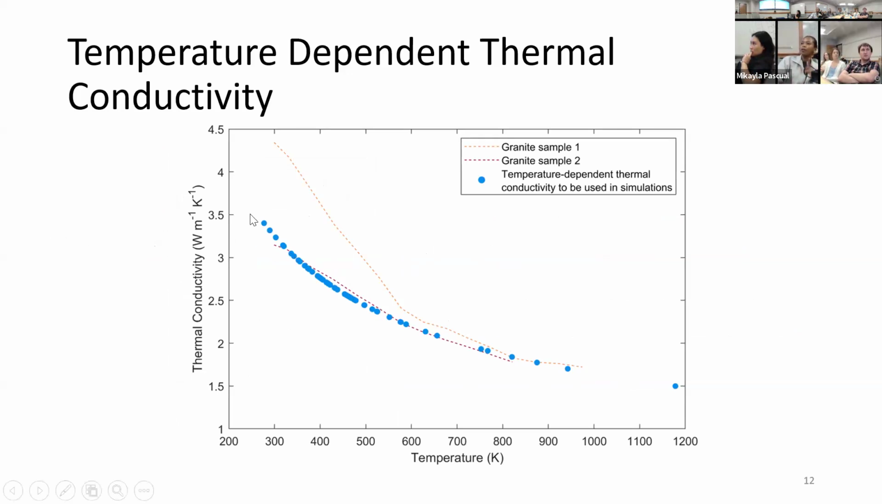So after getting a curve fitted to this data, we can then apply that to the thermal conductivity values that we have from the borehole and then incorporate that into our model. So when a cell reaches a certain temperature, we can use the relationship to change accordingly.